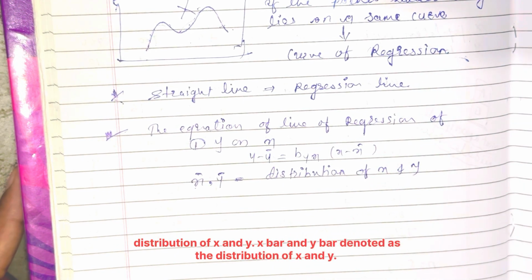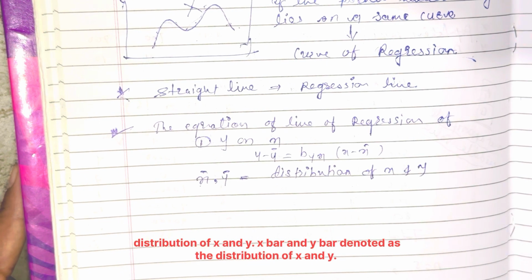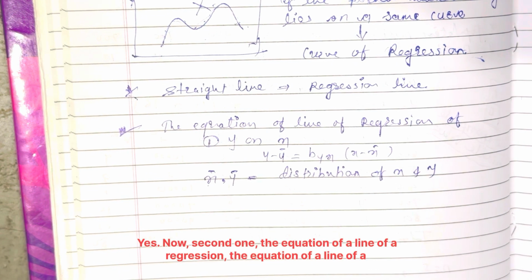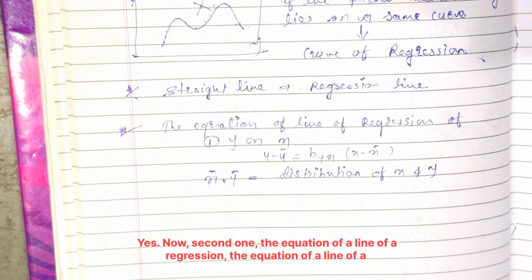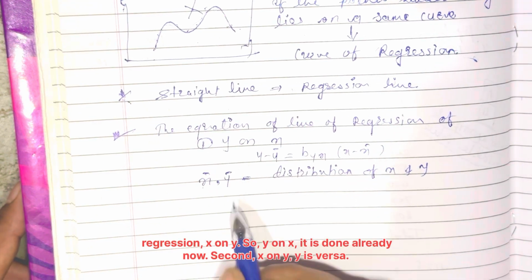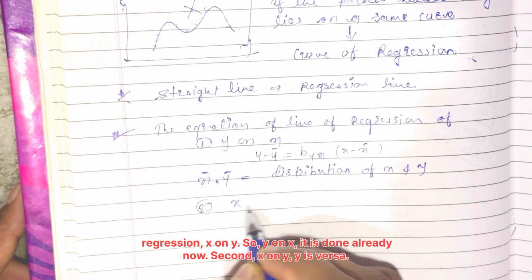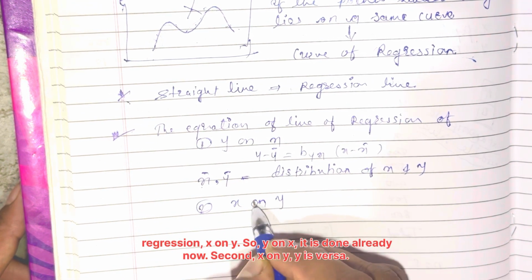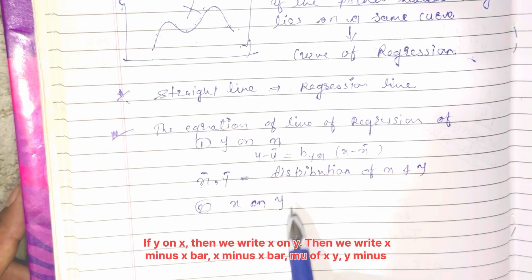X bar and y bar denote the distribution of x and y. Now the second one, the equation of a line of regression, x on y. Y on x is done already. Now the second, x on y, vice versa. If y on x, then we write x on y.